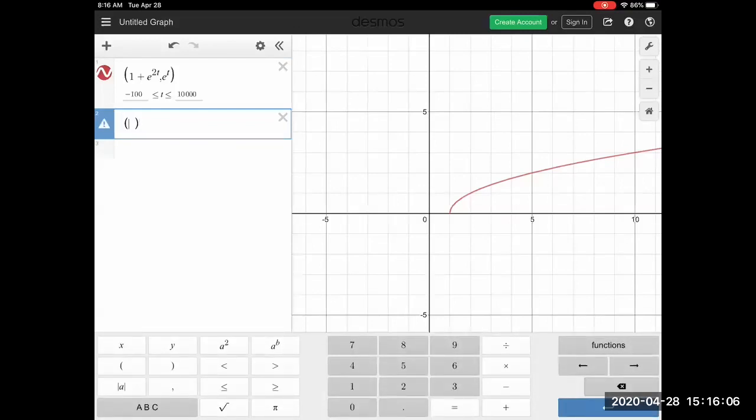So let's see, the next one here is 2 cosine of theta for the x value. Okay, 2 cosine of theta. I'm going to use t. Actually, that's fine, let me use theta and see how it works. So 2 cosine of theta for the x value. The y value is 1 plus sine of theta.